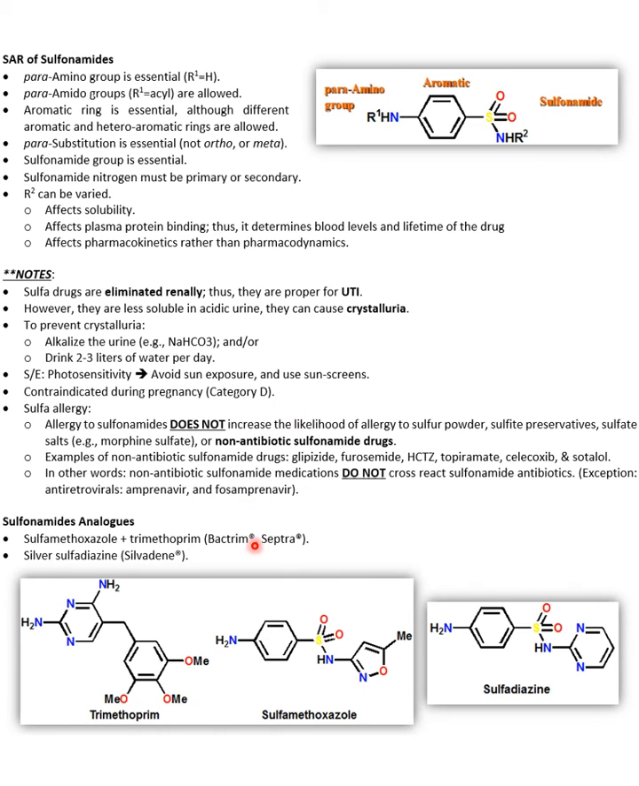Finally, we have some examples of sulfonamide analogs, which are sulfamethoxazole plus trimethoprim, such as Bactrim and Septra, and silver sulfadiazine, which is actually a cream that is used for preventing the growth of bacteria in people who have burns.